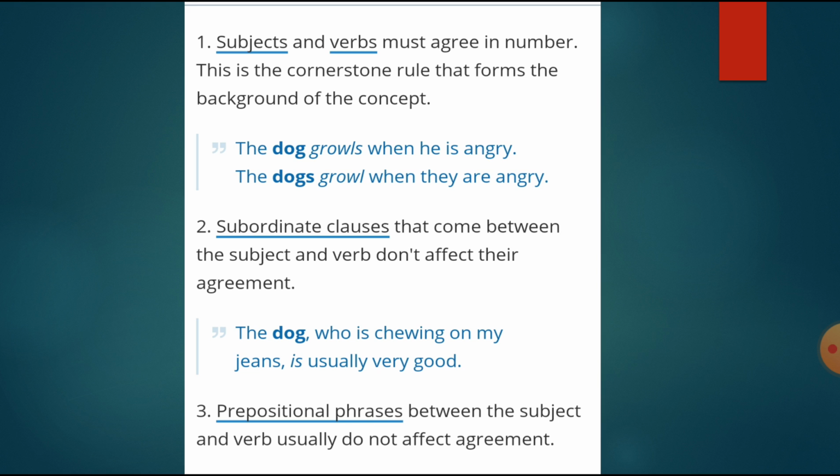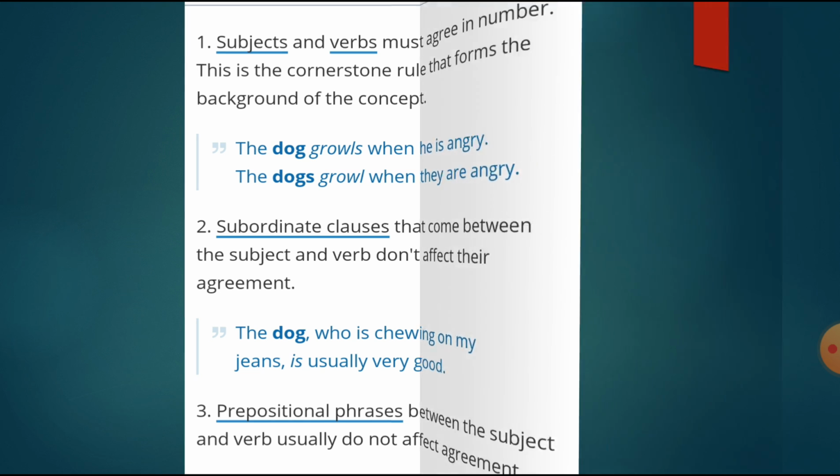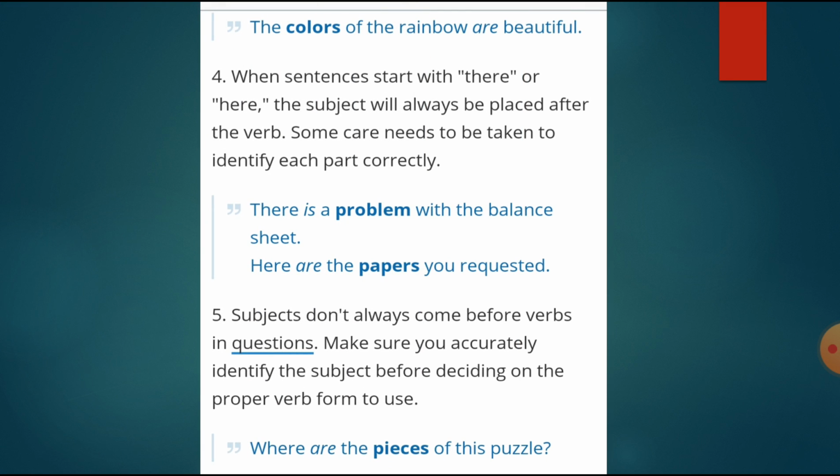Prepositional phrases between the subject and verb usually do not affect agreement. The colors of the rainbow are beautiful. Again, as you can see, we are concerned about the colors, not the rainbow. So we will have to put are.